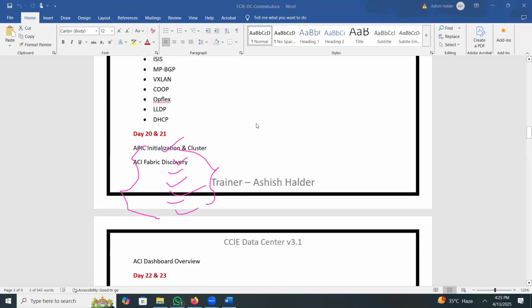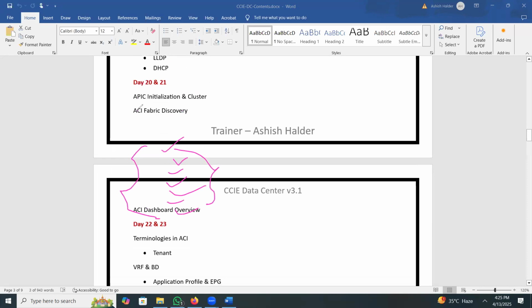Then on day 20 and 21, I will discuss APIC initialization and cluster. How to register an APIC with the ACI fabric. I will discuss everything. How ACI can discover the fabric, APIC. Okay, so I will discuss everything.